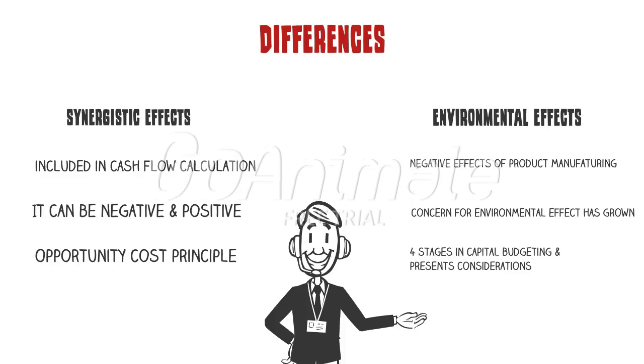Now, let's take a look at the environmental effect. Product manufacturing often affects the environment negatively, for example, pollution and waste disposal. The concern for these environmental effects has grown. Companies and upper management are being held financially responsible for negative environmental impact. According to Devonkite, there are 4 stages in capital budgeting and present considerations that management must make in the budgeting process.